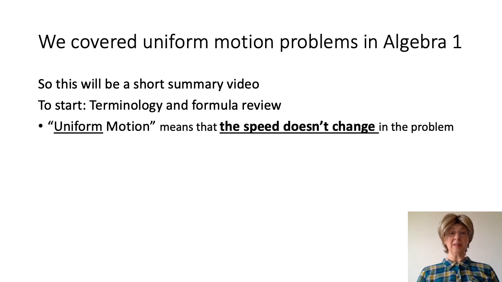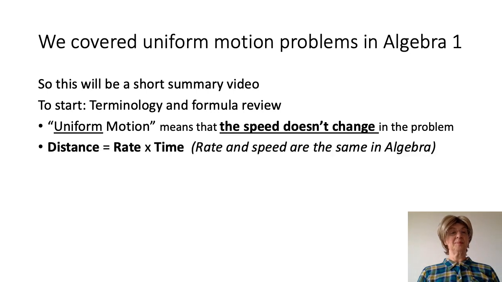Uniform motion means that the speed doesn't change in the problem. And the formula: distance equals rate times time. And remember that rate and speed are the same in algebra. They'll be different in physics, but we're not in physics, we're doing algebra. So they use the terms rate and speed interchangeably.